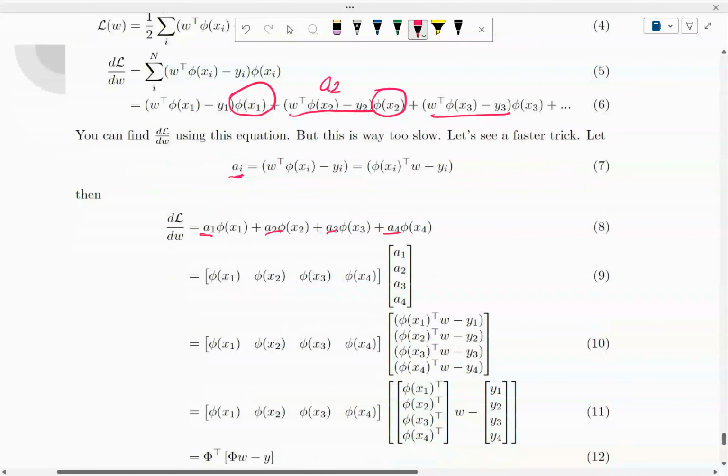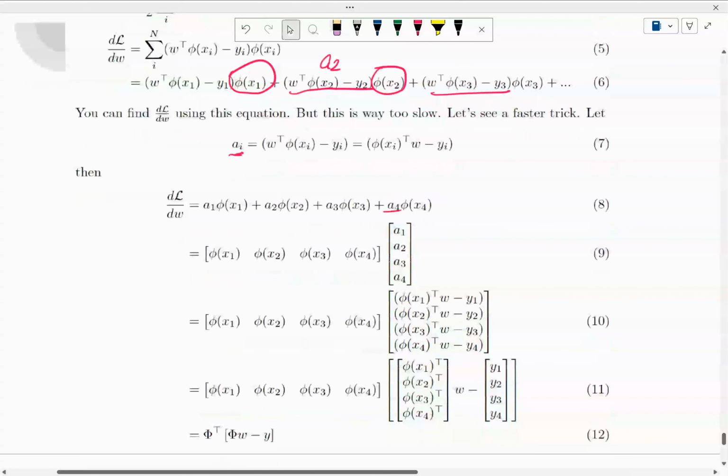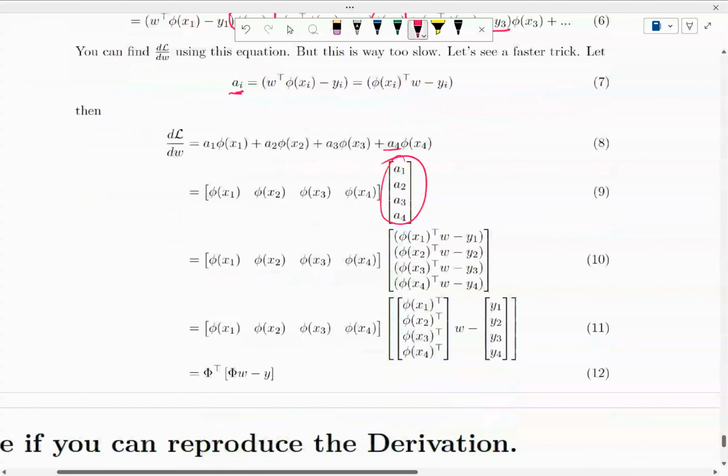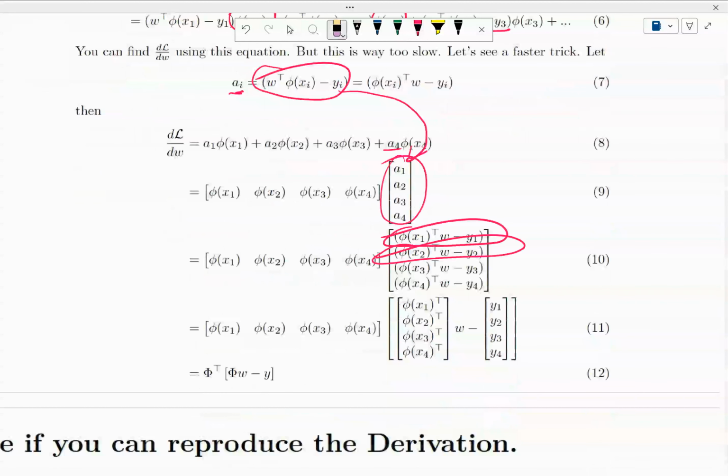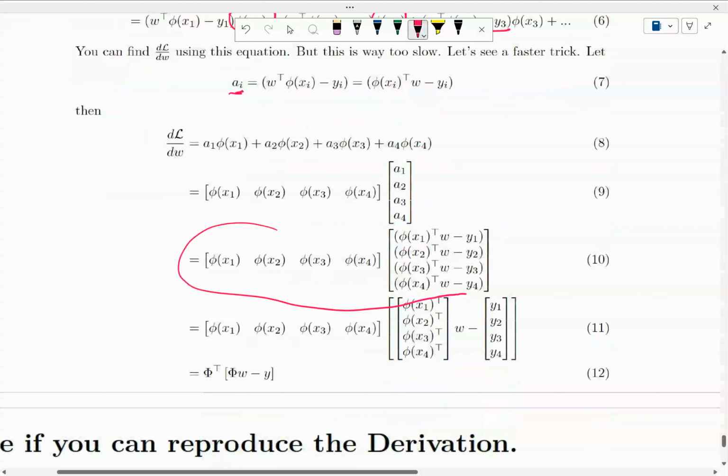Notice how we can turn them into a vector product where we have phi x1, phi x2, phi x3, and we have the a1 here. So this times this is equal to this. Well, now what is a1 again? We substitute them back in. So a1 is this whole thing, a2 is this whole thing. That's how we got this part, because we substitute each a's definition back in.